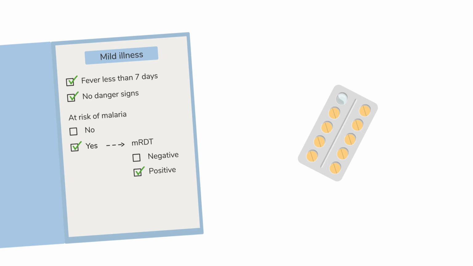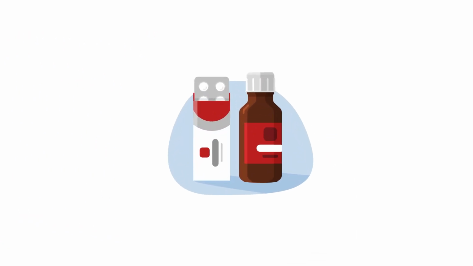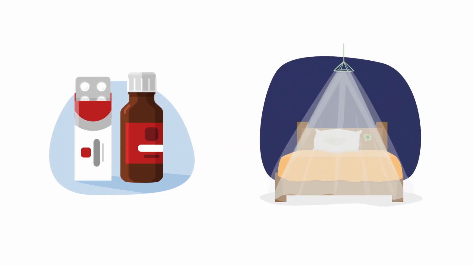For all children with a fever, advise the caregiver to give the child paracetamol if it is available. Explain why sleeping under a bed net is recommended for the family, especially the children under 5 years of age who are more at risk of malaria.